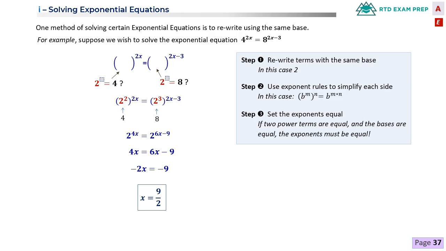We subtract 6x from either side, and then divide both sides by negative 2 to find our answer of x equals 9/2.